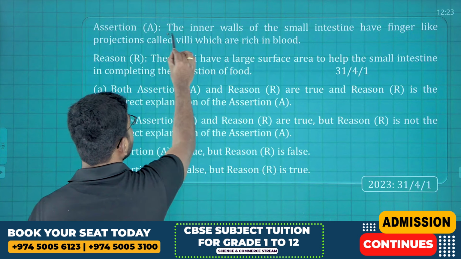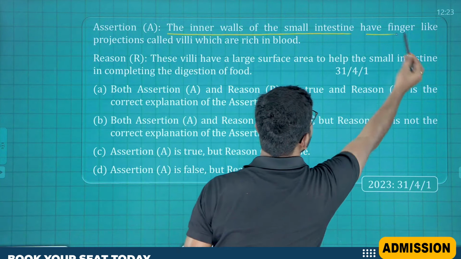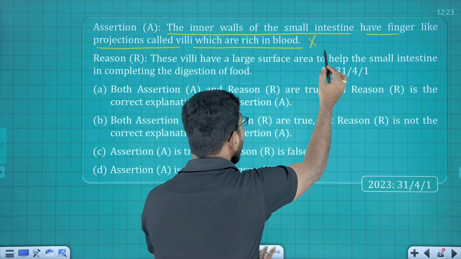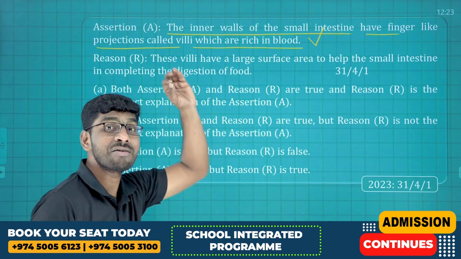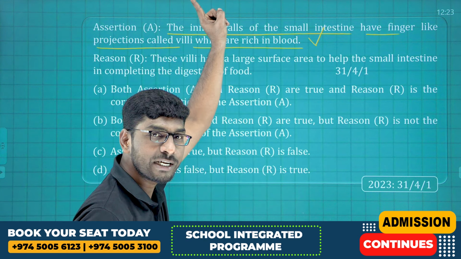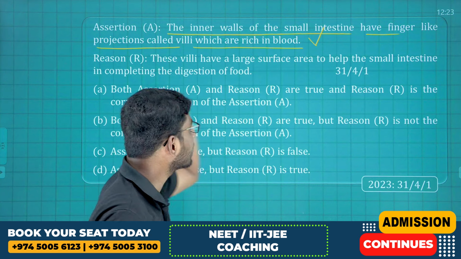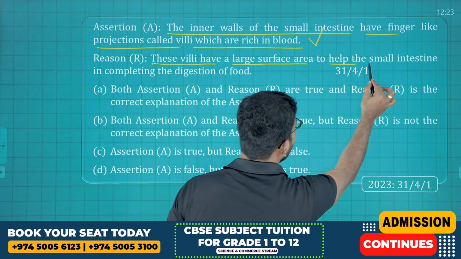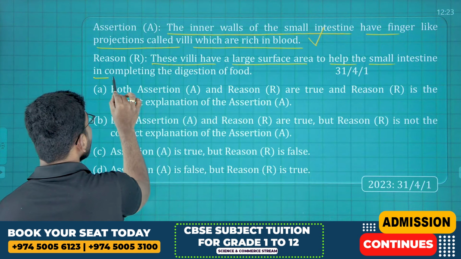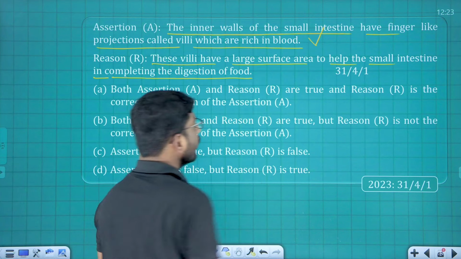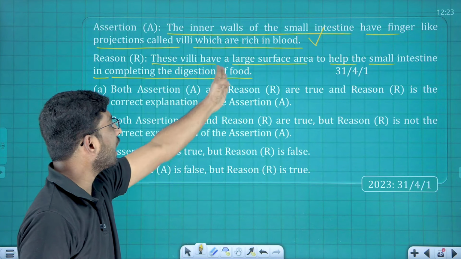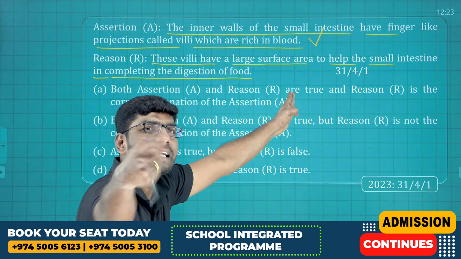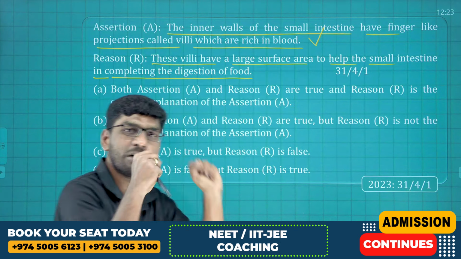The inner wall of the small intestine has finger-like projections called villi, which are rich in blood supply. Absolutely correct. I already read this line in our intestinal question. Clear? Rich in blood supply. Absolutely correct. These villi have a large surface area to help the small intestine in completing the digestion of food, or to increase the surface area for absorption. Any one of you help me out?